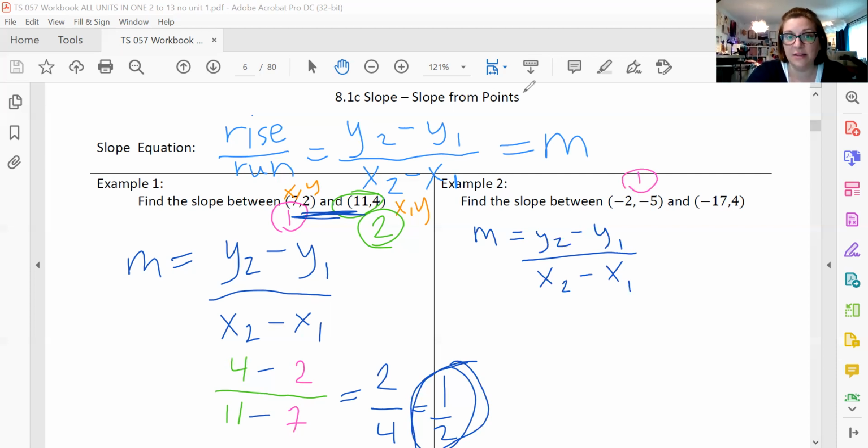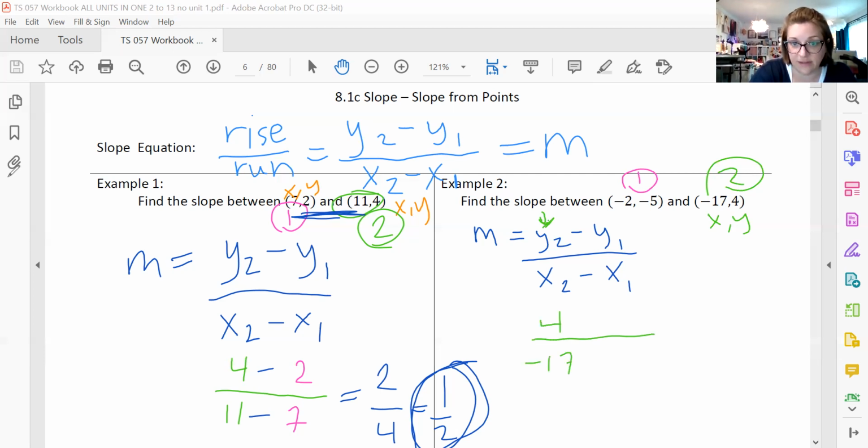I can assign 1 and 2 to my points. It doesn't matter which one is which. So I'm going to make that negative 17 and 4 the second one. So I know that that's what's going to end up kind of under here. So I have 4 is my Y, and I have negative 17 underneath. Remember, those negative signs come along for the ride. Those are from the formula, so they just carry down.